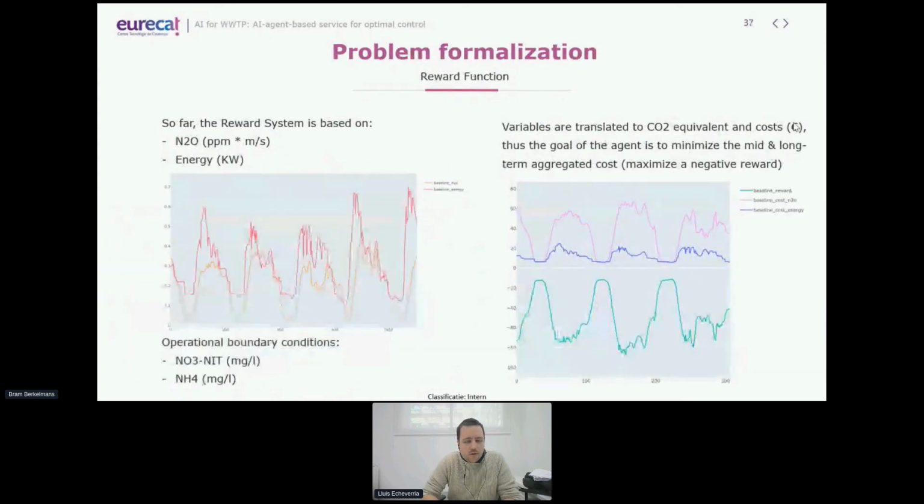Regarding the reward function, currently it is based on N2O emissions and energy consumption. If only one of those variables were selected, the system would not learn how to balance this trade-off. We were discussing it in the previous session. So in order to provide an aggregated reward signal, the two variables are combined into a single goal. First, they are translated to CO2 equivalent, and later to cost in euros. Thus, the goal of the agent is to minimize the mid and long-term aggregated cost by maximizing a negative reward. This is what is shown in this diagram.